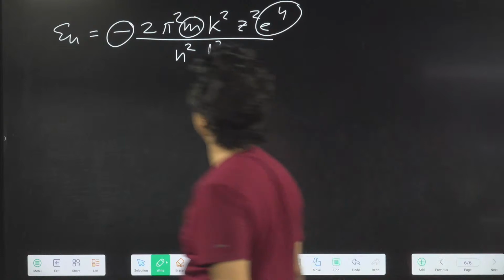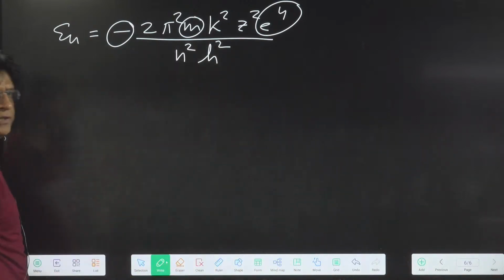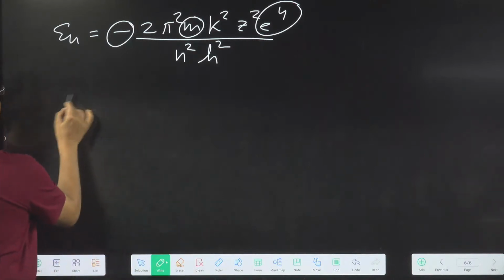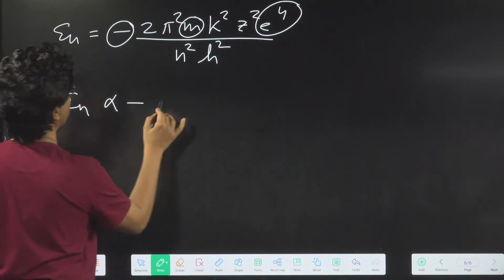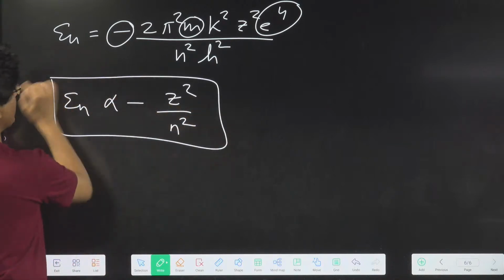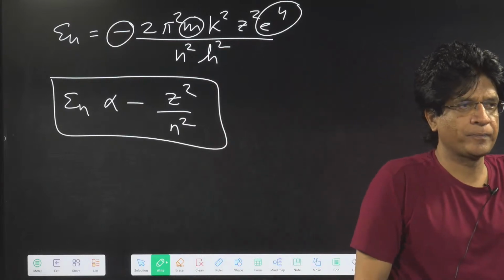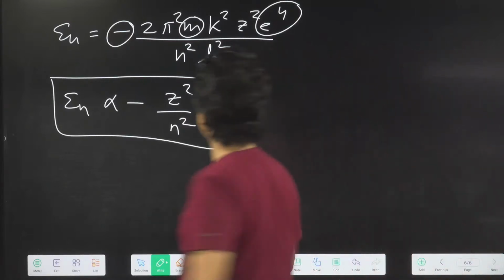Okay, here we go. So can I say En is proportional to minus of Z square upon n square? Because generally they will change the value of Z and n only, but m and e will remain the same. Okay? So a question for you people.